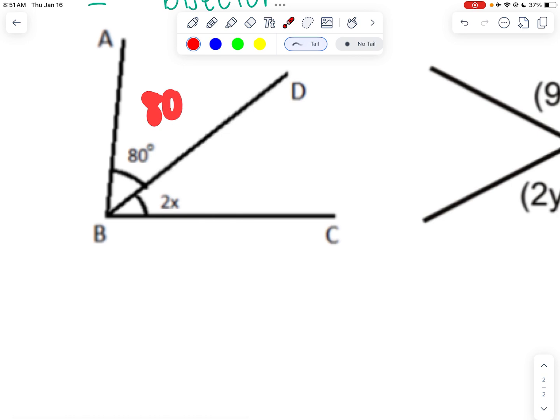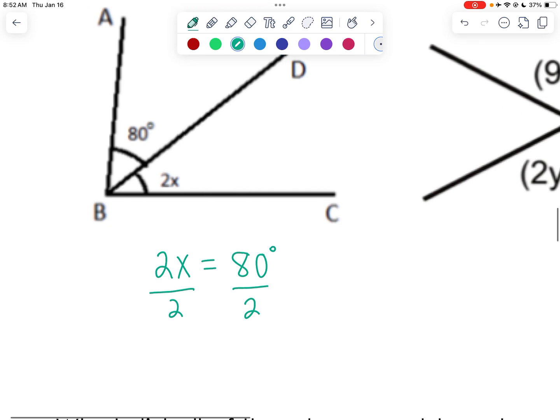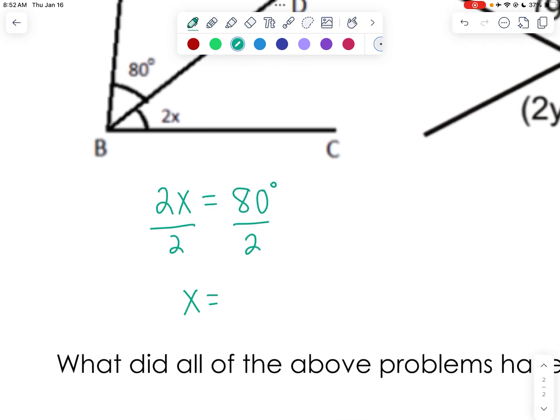So if this side is 80, that means this other piece is also going to be 80. So to solve this, I would just do 2x, part, equals 80, the other part. And then from there, just divide both sides by 2, x would equal 40.